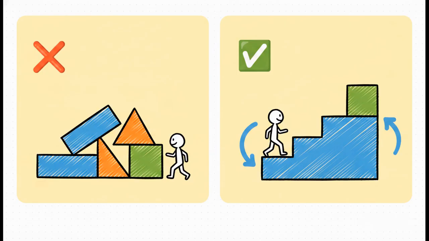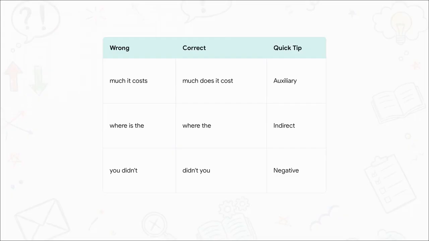So the crucial point is that in direct questions, the auxiliary verb, in this case are, must always come before the subject you. The correct sentence is, where are you going? Go ahead and say it out loud to feel that natural rhythm. Where are you going? Let's look at 3 more. How much it costs. Again, we need that auxiliary first. How much does it cost?